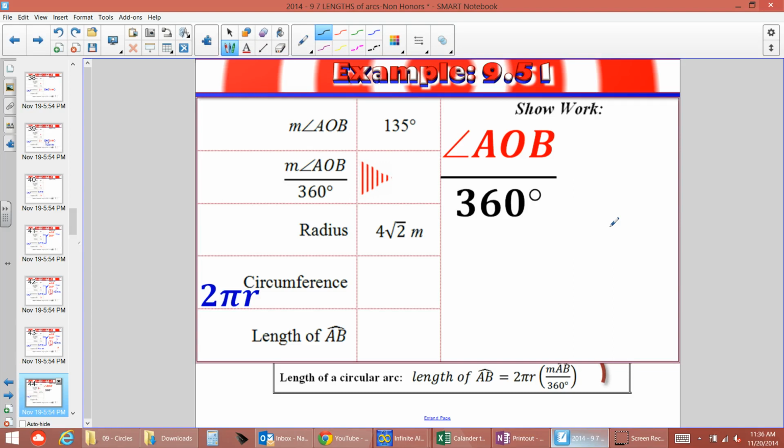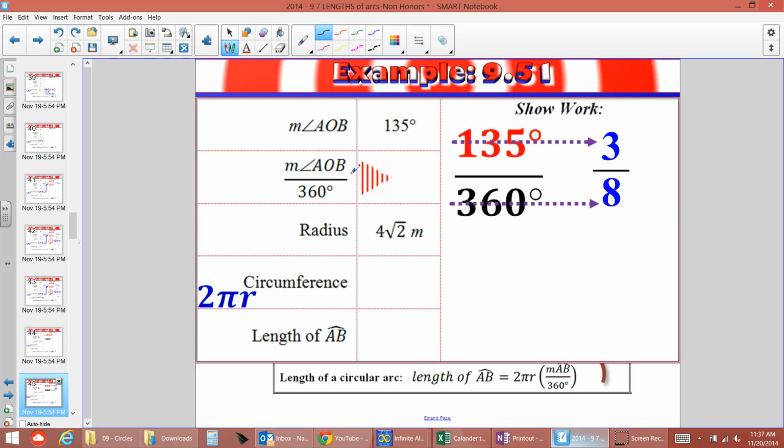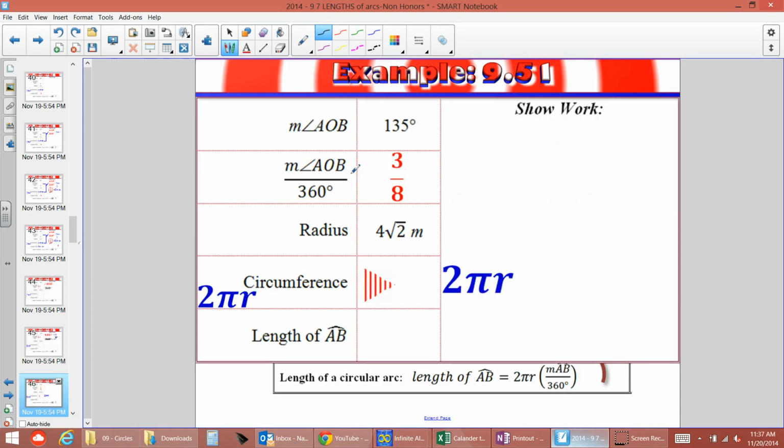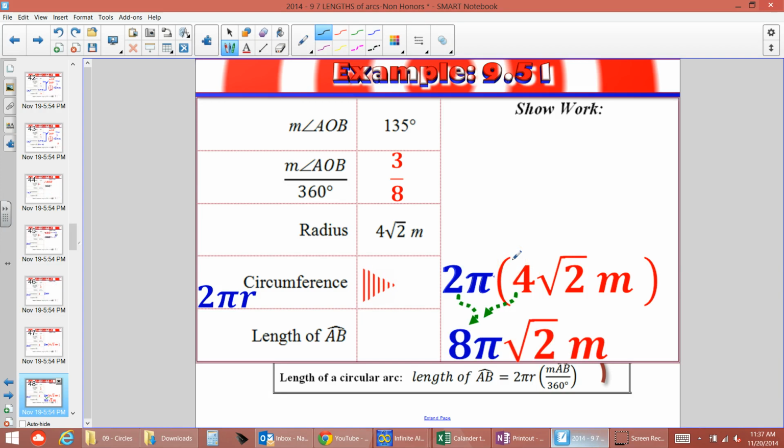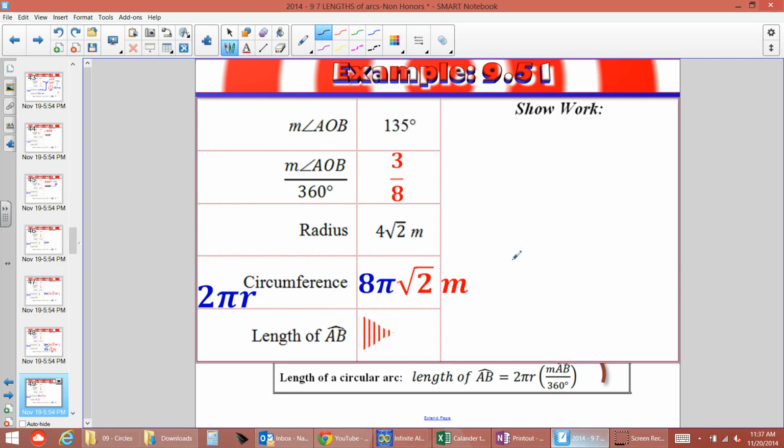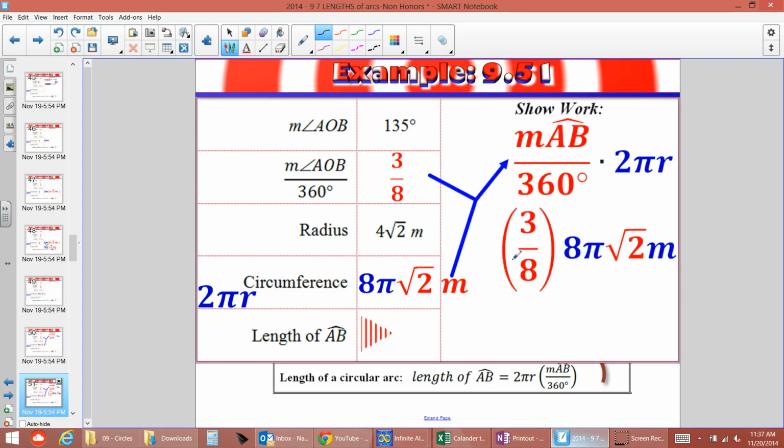Now we look at the same situation. AOB is a central angle, and therefore this is the measure of the arc AB. If I plug it in, I reduce. There's my relationship. Now my circumference is 2 pi r. If I plug in 4√2, I have to just multiply 2 and 4 to get 8 pi root 2 meters. I plug that in for the circumference. I use both of those to plug into the formula, and I get 3/8 times 8 pi root 2. Well, that just goes away, and I'm left with 3 pi root 2. So again, this went really fast. The challenge here is going to be able to use this on your homework.